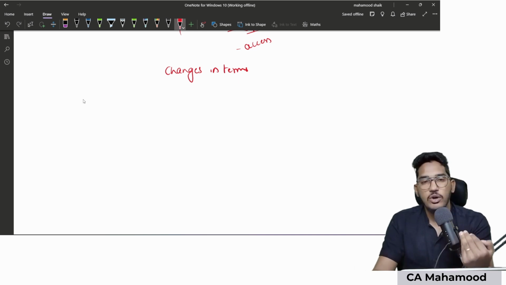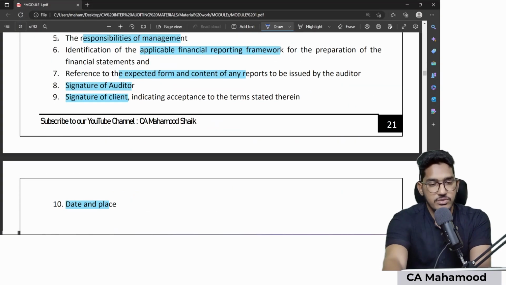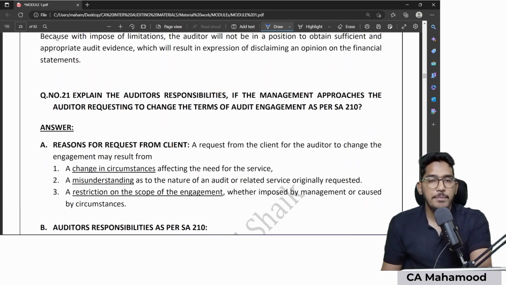First, before I talk about the auditor's responsibilities, let us try to understand what could be the reasons why the management will come to you and ask for changes in the terms. Why does the need arise for the management to approach the auditor asking for changes in the terms? What will be the reasons for the client to request the auditor to change the terms of engagement?